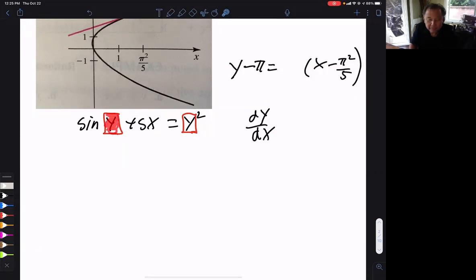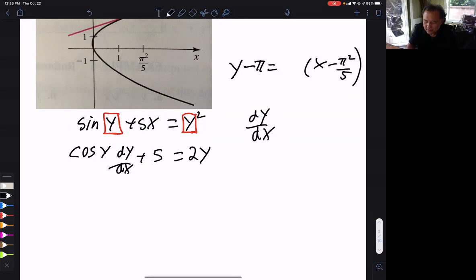Sine of box, sine of a function, a function, a function. The derivative of sine of a function is the cosine of the function times the derivative of the function. Derivative of that is just 5. I can do that. And what's the derivative of box squared? It's 2 times box times derivative of box. Let me move this out of the way. Let me just get rid of that.